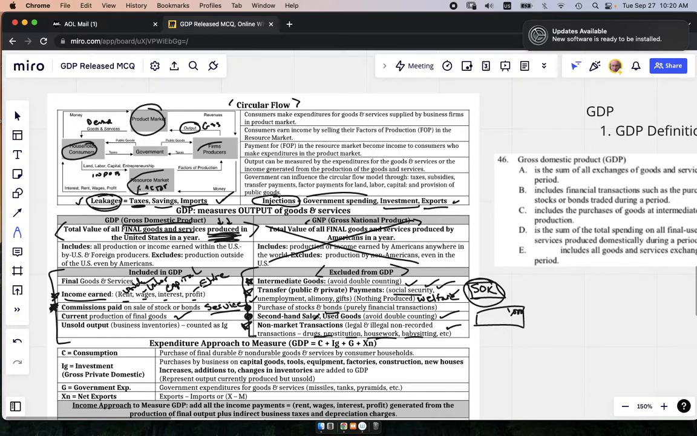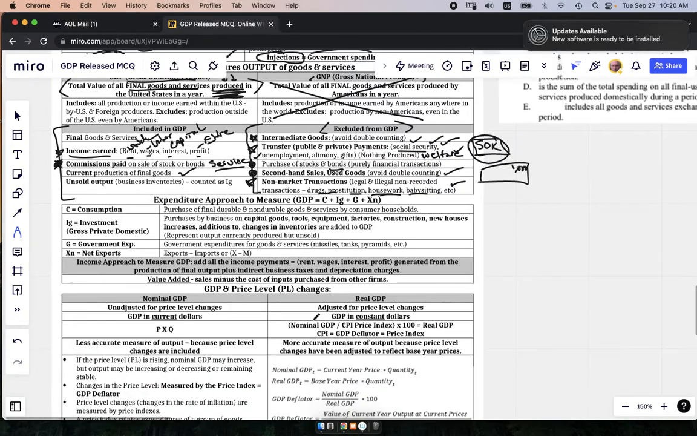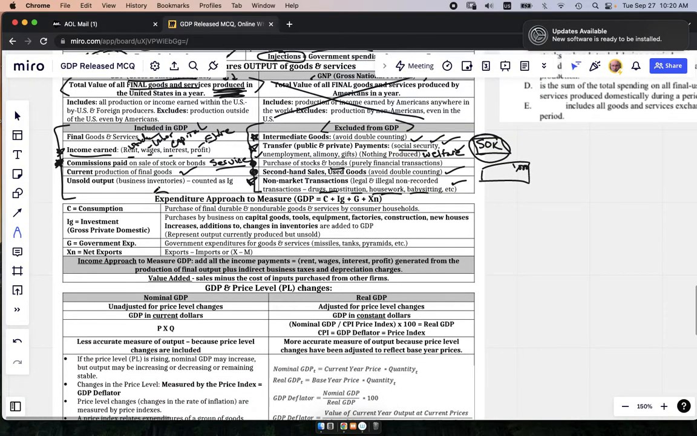All right. Big thing to know here is expenditure. The expenditure approach to measuring GDP is where most of our energy is going to go because this is what's tested most. C plus I plus G plus XN. The C stands for consumption. The I stands for investment. The G stands for government spending. Anything the government spends money on gets counted toward GDP. And net exports, which is exports minus imports.